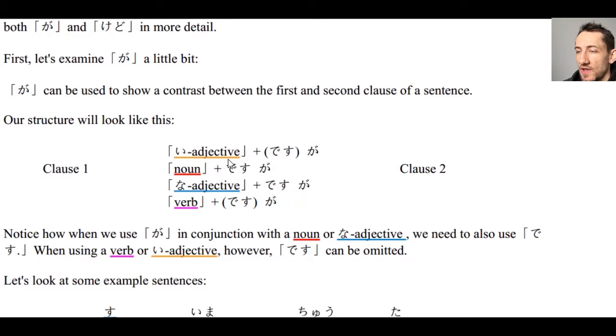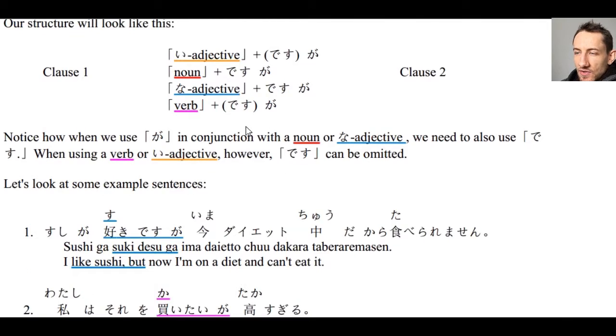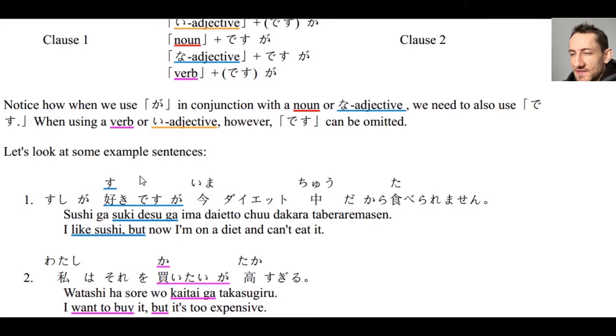So you'll notice here that if we have an i-adjective or a verb, the desu is optional. You don't need to include it. You can if you want to be a little more polite, but it's not necessary. The nouns and na-adjectives, however, you cannot omit desu or any of its alternate conjugations. We'll look at that in a little more detail later, so it'll make a little more sense. But just know now that with i-adjectives and verbs, you don't need desu. You can just say ga. The same works for kedo, but we'll look at that later. But anyway, here we have some example sentences that we can look at.